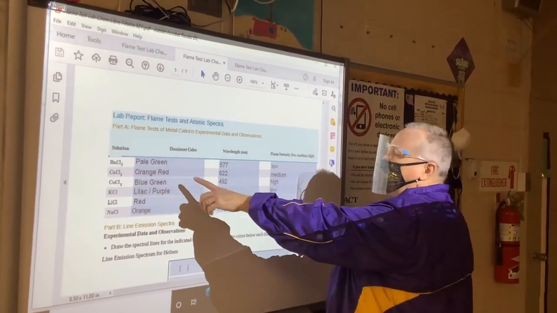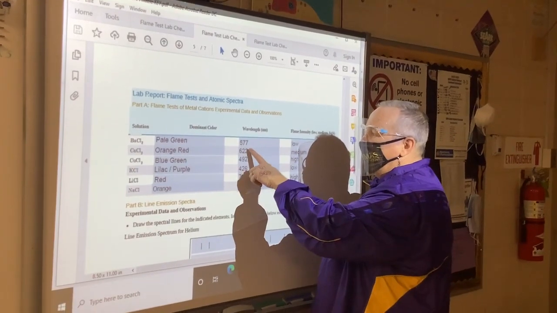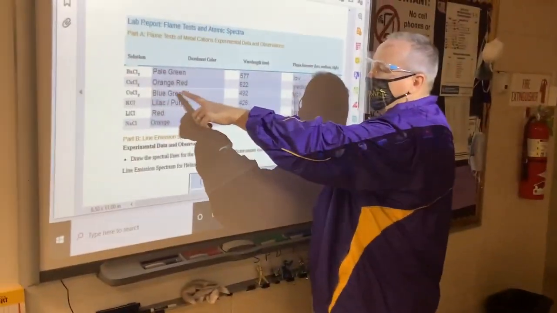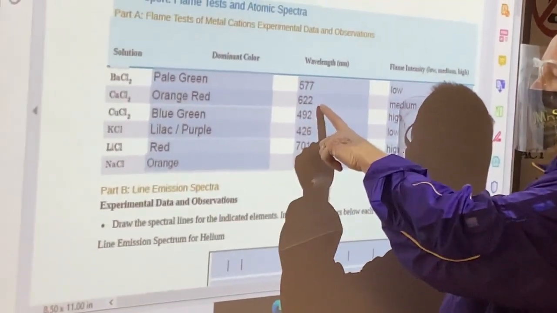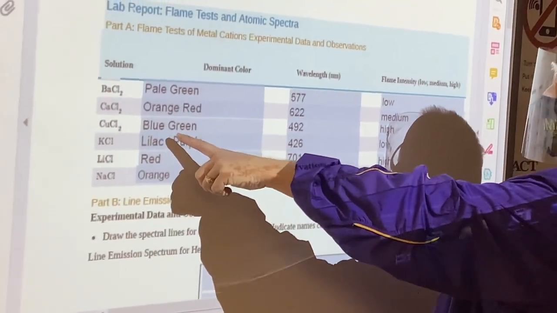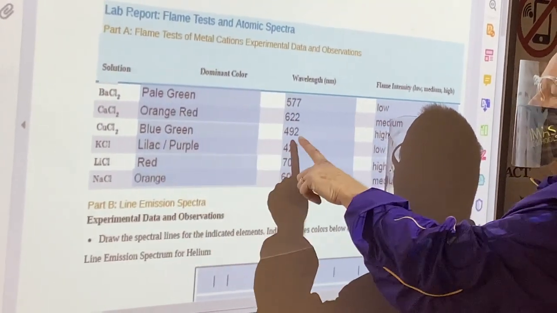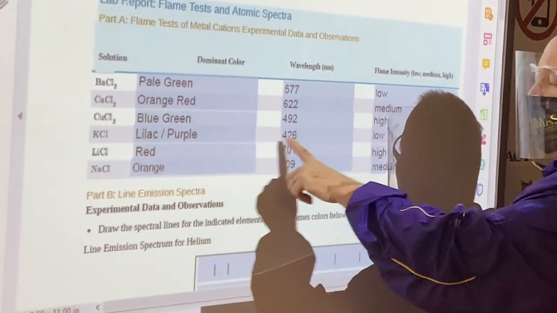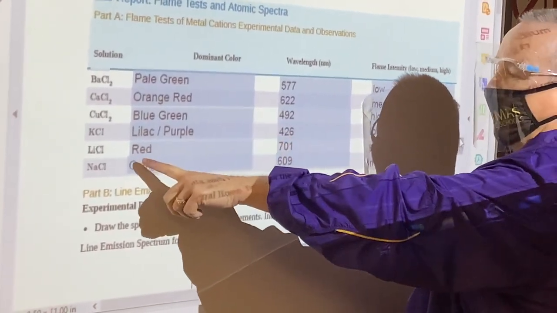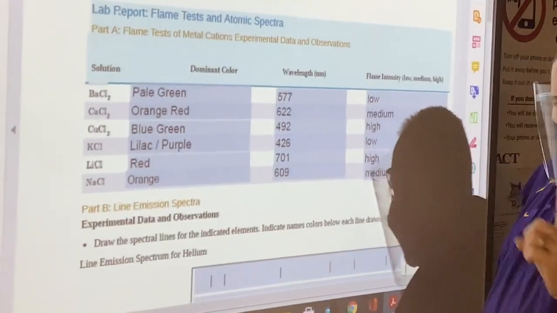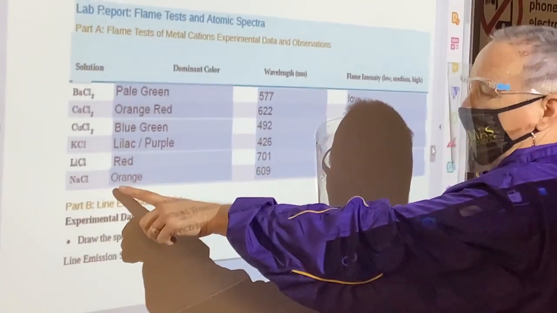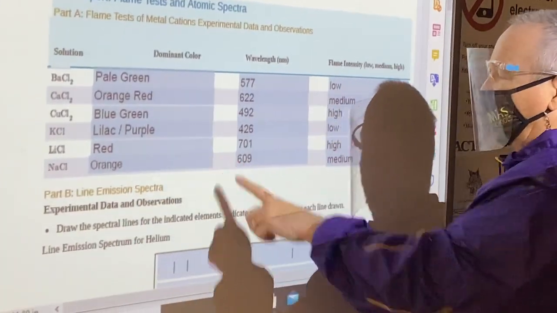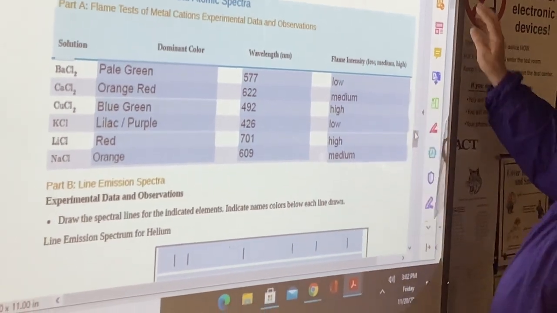But if you go up there, barium chloride is pale green, and it's 577 nanometers. Calcium chloride is orange red, 622 nanometers. Copper chloride, blue green, 492 nanometers. Potassium chloride, lilac or purple, 426 nanometers. Lithium chloride, red at 701 nanometers. And sodium chloride gave us an orange color at 609 nanometers.